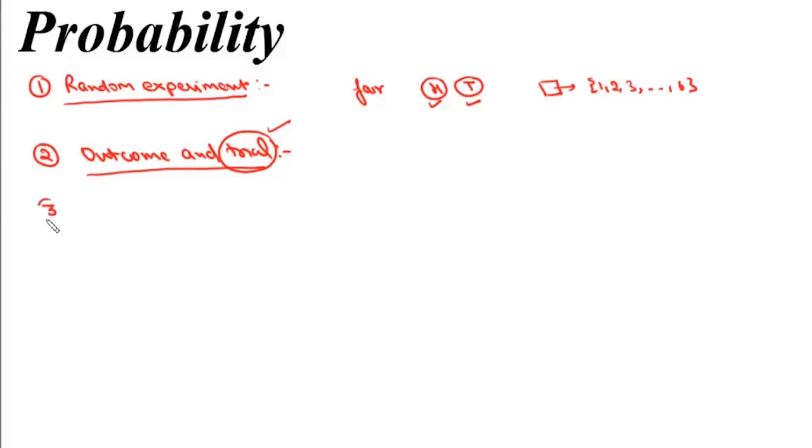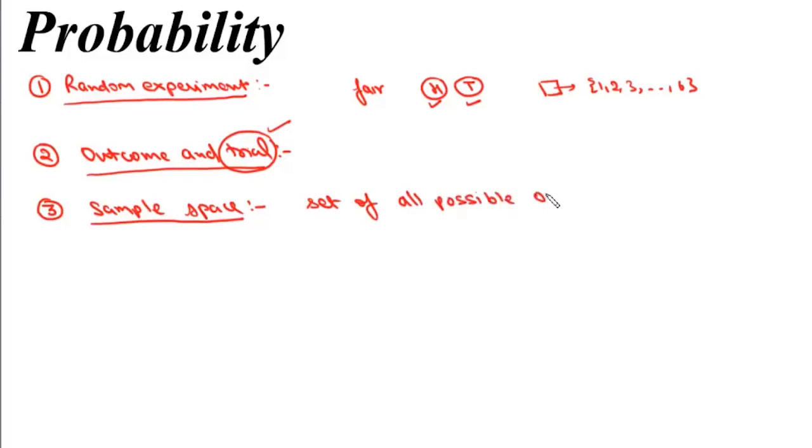Now, the third important term is sample space. Now, once we conduct a random experiment, we'll get certain outcomes. Now, the set of all possible outcomes is called the sample space. So basically, sample space is a set of all possible outcomes. So essentially, it is a set, and we can use set notation to define sample space.